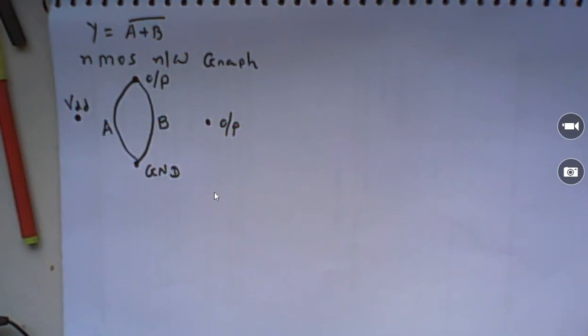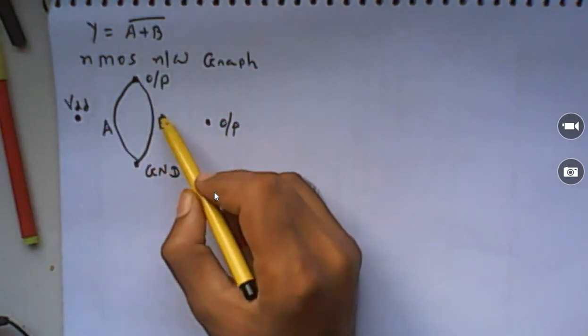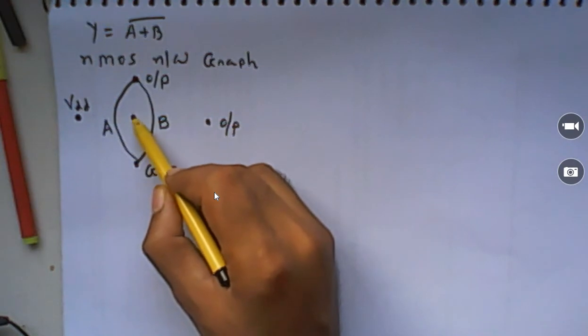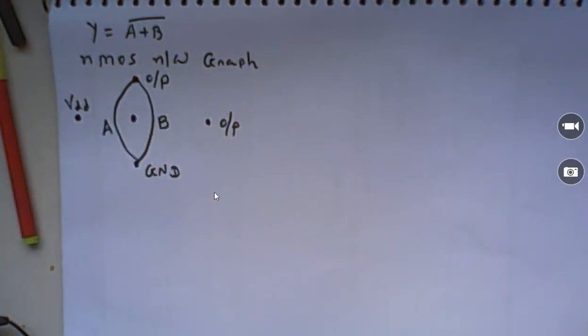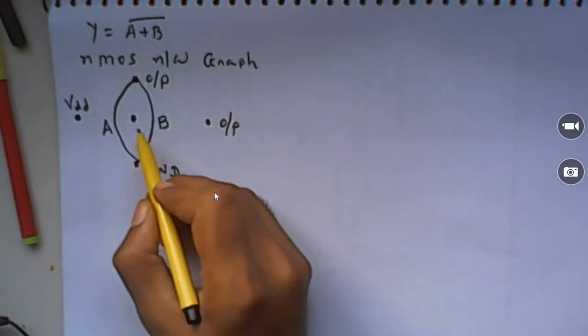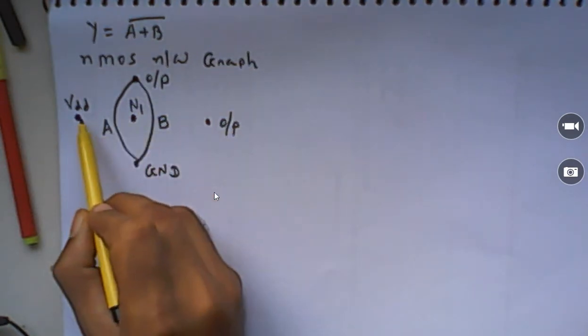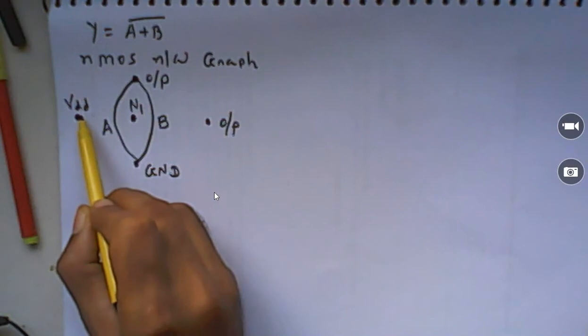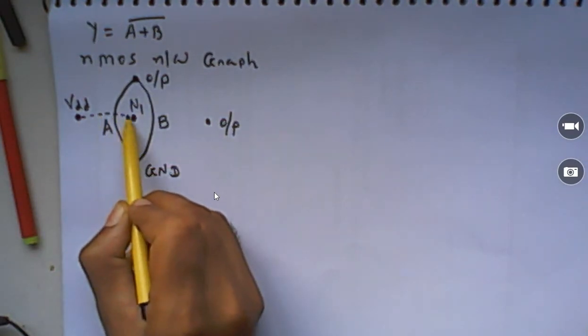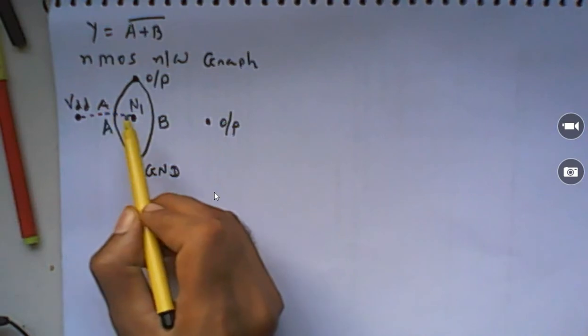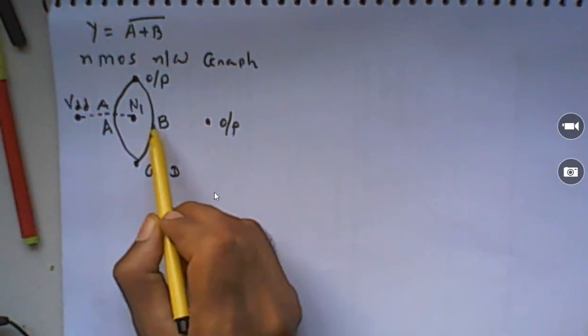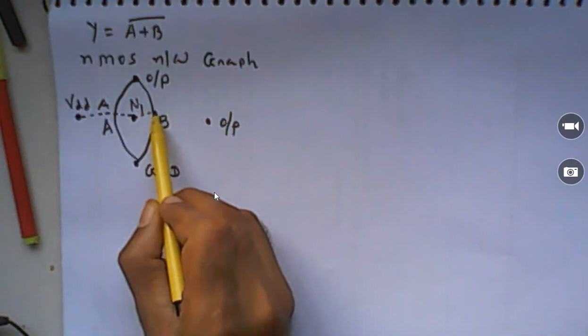To find the dual of any graph, we have to put a node inside each loop. Here I have only one loop, so let me put one node inside it, and we have to connect all the nodes by crossing whatever branch is between them. Let me call this node 1. Between VDD and node 1 we have the branch A, so we have to cross the branch A and connect. So this is our A MOSFET, and between the N1 node and the output node we have the branch B.